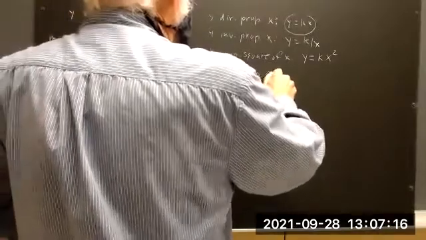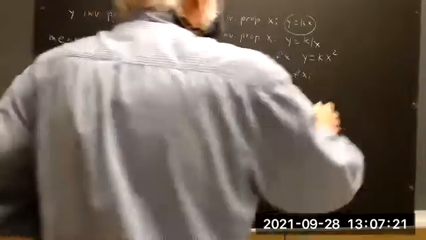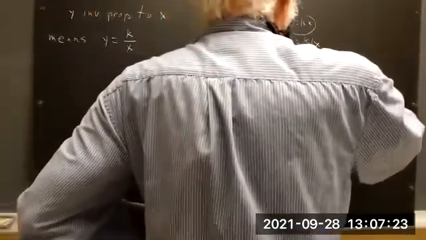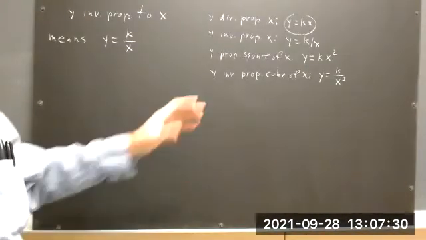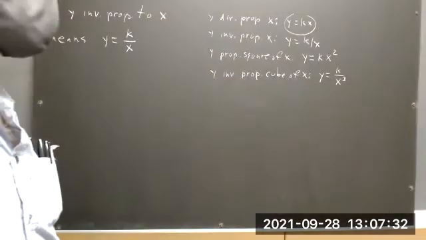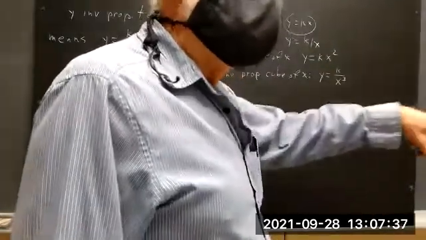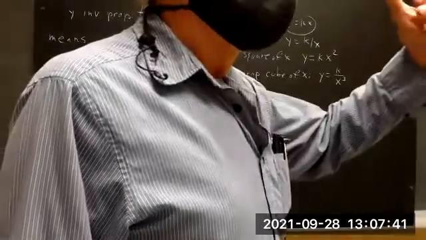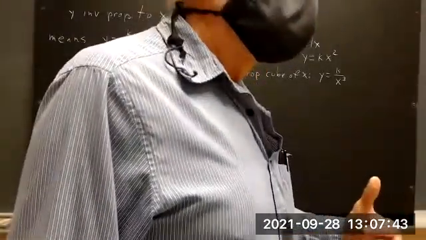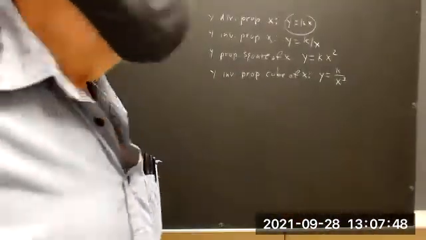Y inversely proportional to the cube of x: y equals k over x cubed. Okay. You get the idea. If it's y proportional to the square root of x, then you have a square root of x. If it's inversely proportional to the square root, you're going to have y equals k divided by the square root of x. And then you just follow the process that looks like people pretty well follow.